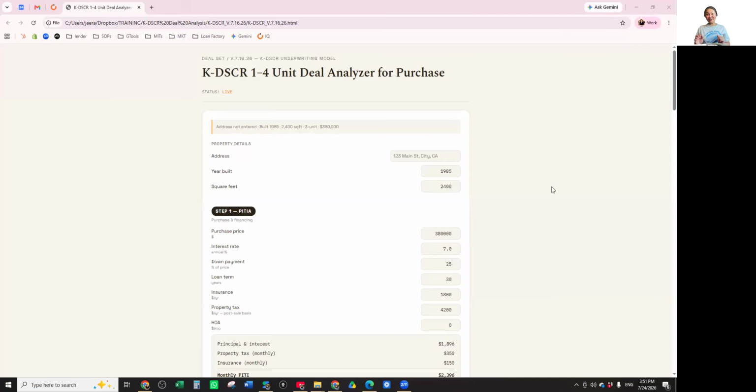I am a DSCR Queen. Basically, DSCR is when you buy rental properties and use a DSCR loan to fund deals. A DSCR loan uses the property's income instead of your income to justify the loan.